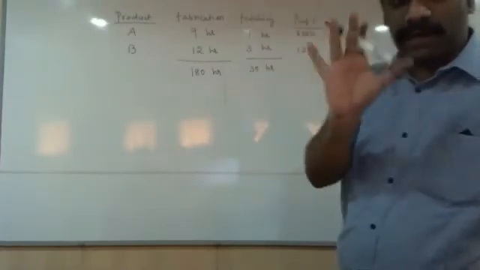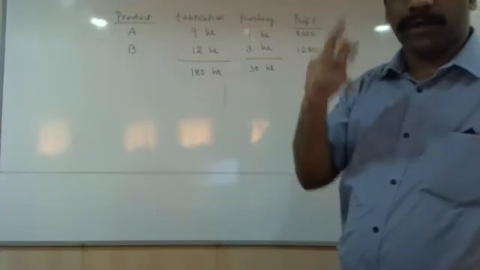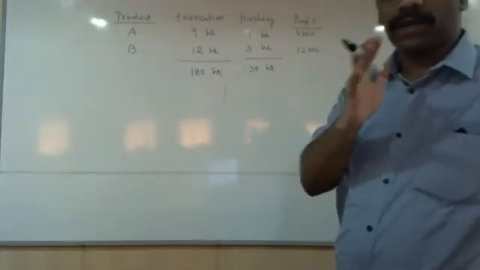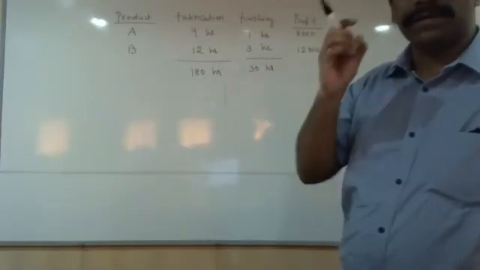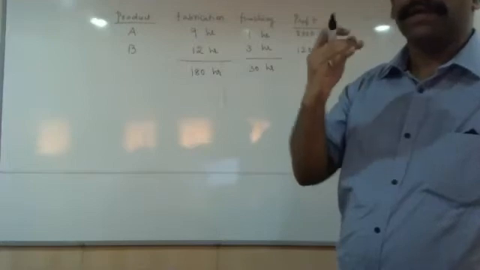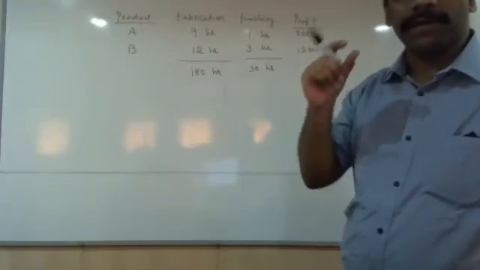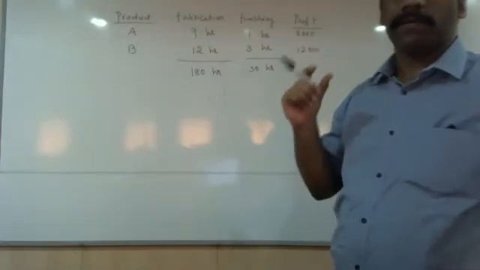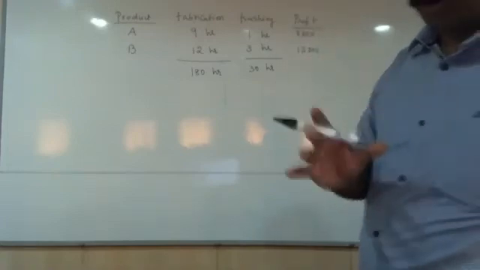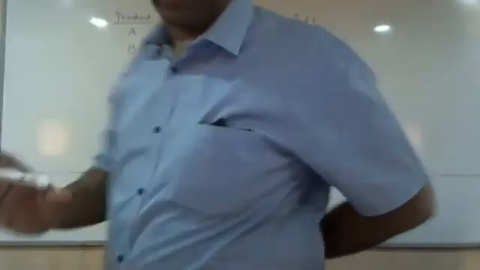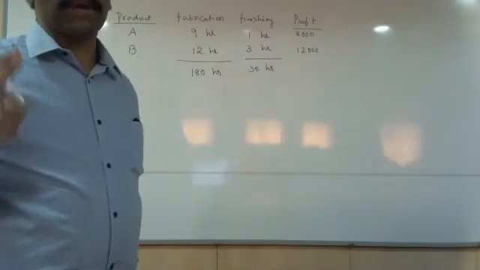They have very clearly mentioned that there are 2 products here, and each product is undergoing 2 different types of processes. One is called the fabrication process, and another one is called the finishing process. They've given the time required for fabrication and finishing for each product, and also stated the maximum availability of fabrication time and finishing time. And finally, the profits for each product A and B are separately given. Now with this data, I am supposed to formulate this problem as a linear programming problem.